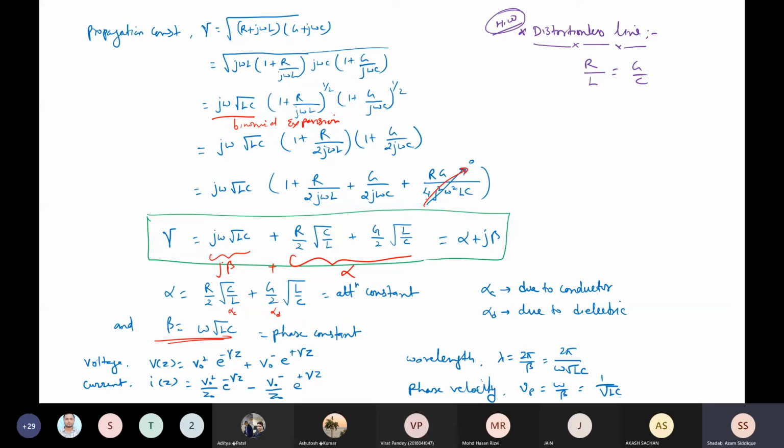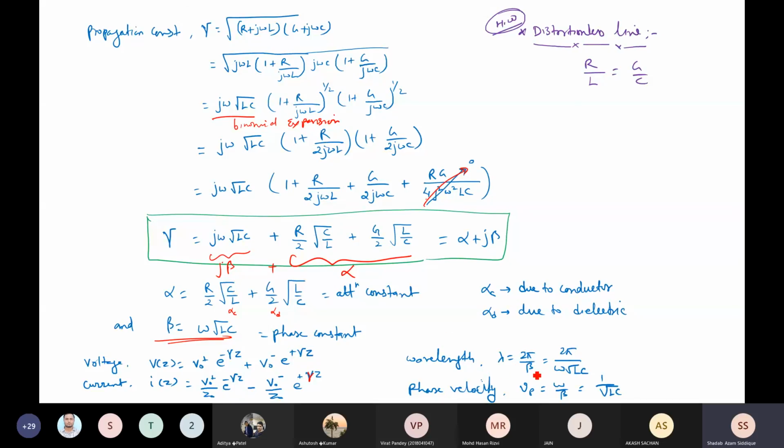Now if you want to find the voltage, the voltage V of Z is equal to V naught plus e to the minus gamma Z, plus V naught minus e to the plus gamma Z. And similarly, the current is V naught plus divided by Z naught e to the minus gamma Z, minus V naught minus divided by Z naught e to the plus gamma Z. That's how we can calculate voltage as well as current, and gamma is whatever we have derived.